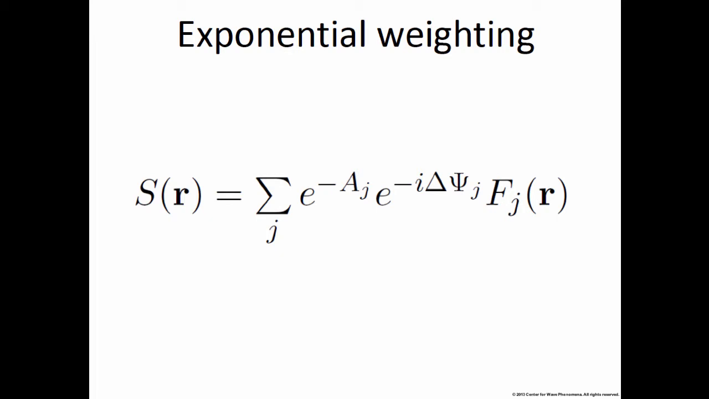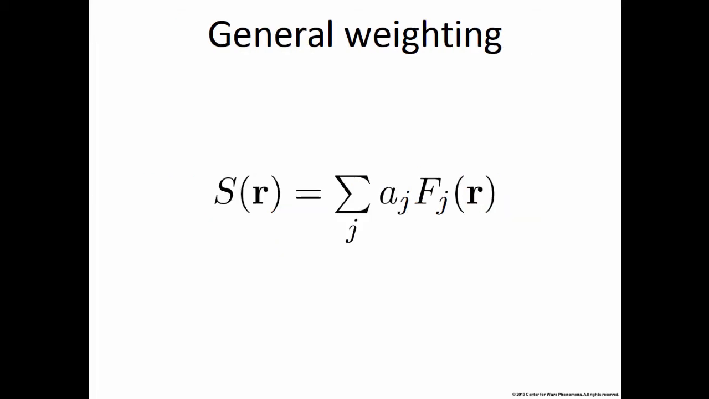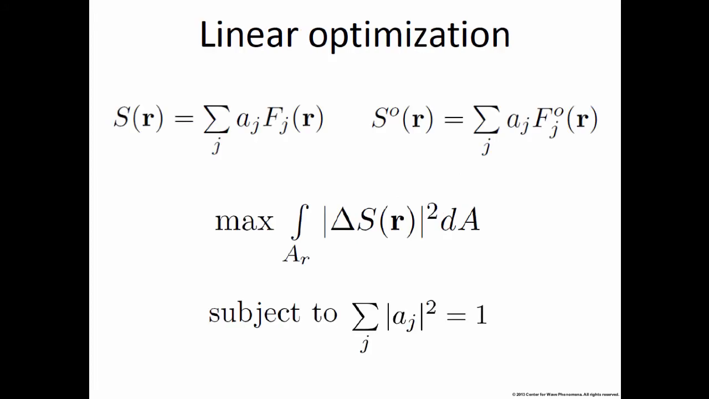So we looked at using a more general weighting, which is shown here as A sub j. It's just a single complex number multiplied to each individual source. And here there's no limit placed on the phase or amplitude of these A sub j's. But now we have to find an A sub j for each individual source that we used. So it leads to a new formalization of our optimization scheme.